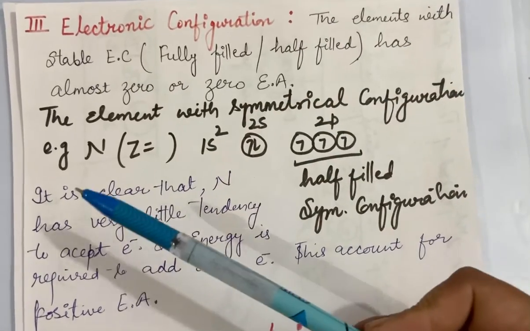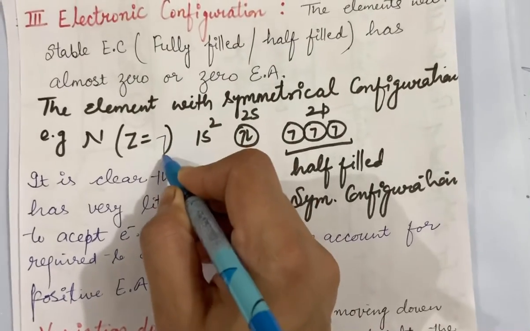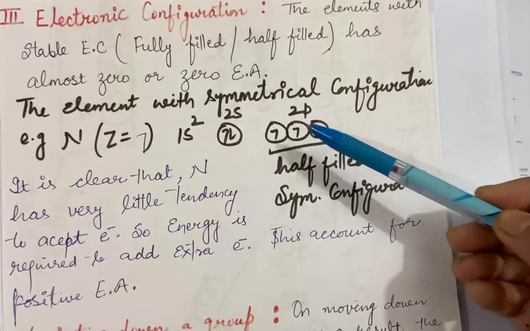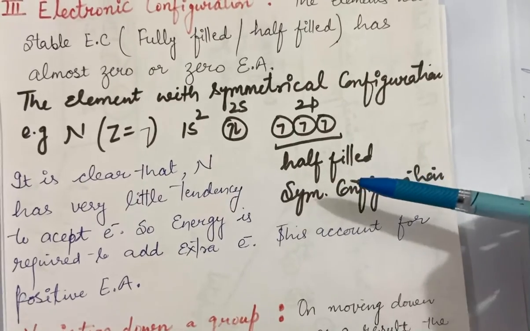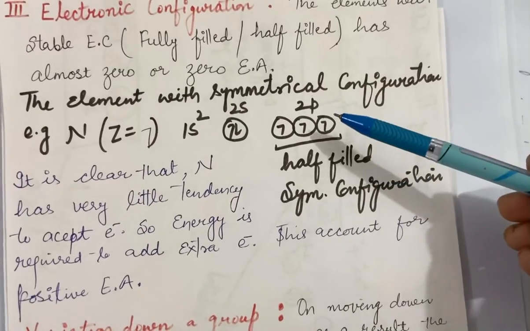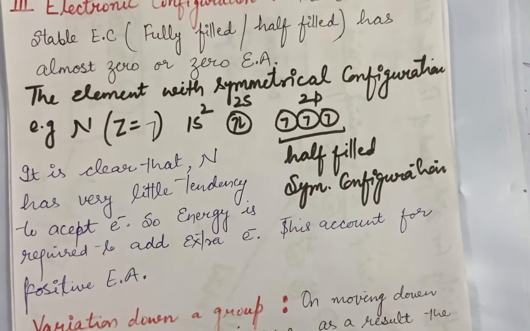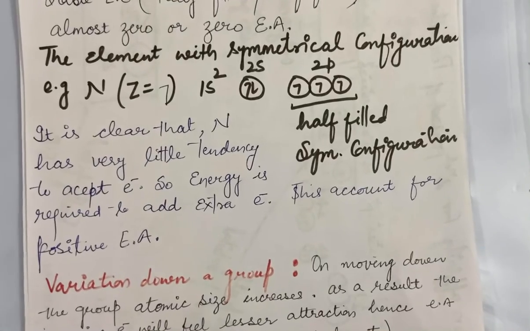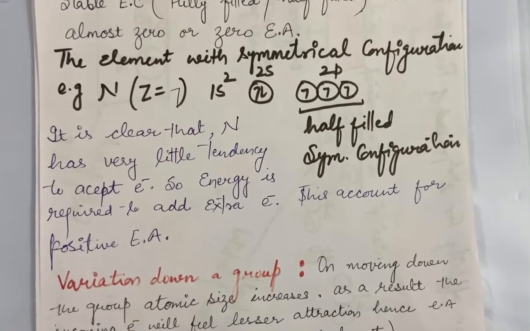For example, I have taken the nitrogen atom whose atomic number is 7. The valence configuration is 2s2 2p3. Here we can see nitrogen has a symmetrical half-filled electronic configuration of the p orbital. So nitrogen has very little tendency to accept an electron. If we are to add an electron to the nitrogen atom, energy should be supplied from outside.